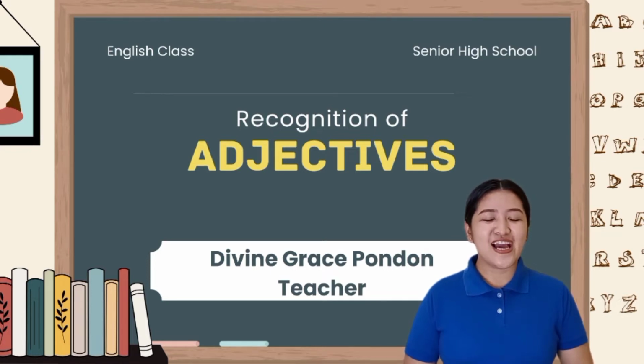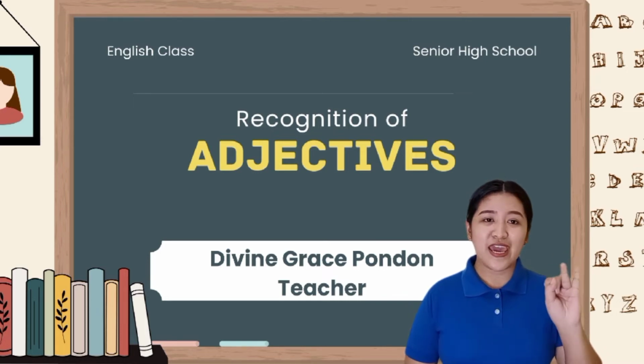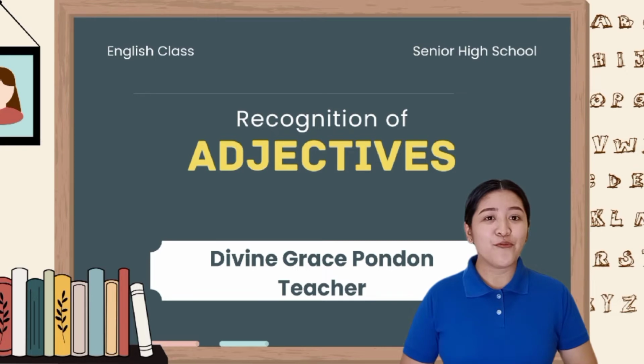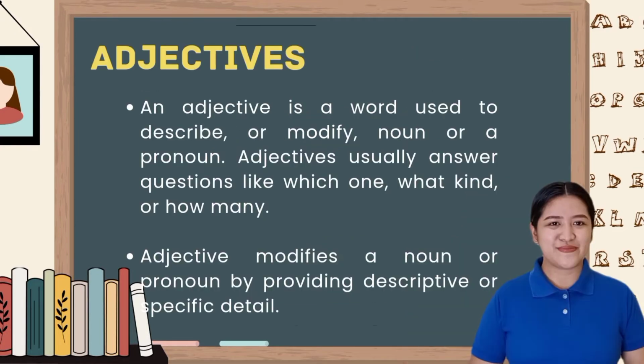That's great to hear. Last session, we talked about the different parts of speech. We are done with vocabulary, nouns, and verbs. Now for today's lecture, we will focus on adjectives. What is an adjective? An adjective is a word used to describe or modify a noun or a pronoun. Adjectives usually answer questions like which one, what kind, or how many.